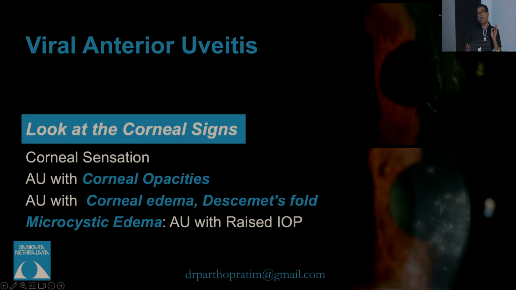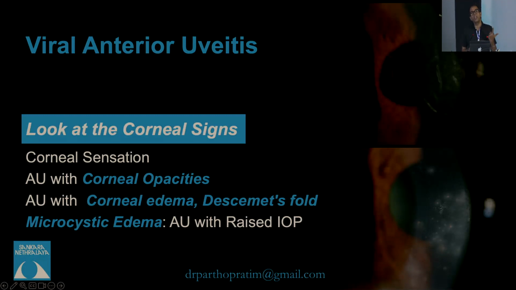Another important point you have to understand is that all the keratic precipitates are arranged in a base down triangle, which is known as Arlt's triangle. There are two entities where the keratic precipitates will cross the midline and involve the entire corneal endothelium diffusely. So there are two causes. One is Fuchs uveitis, the second is viral uveitis.